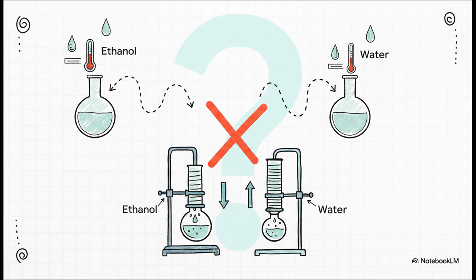Okay, so simple distillation is perfect for separating liquids when there's a huge difference in their boiling points. But here's a classic exam question for you. What do you do if the boiling points are really close together? Say you're separating ethanol, which boils at 78 degrees, from water, which boils at 100 degrees. For that, simple distillation just isn't going to cut it.